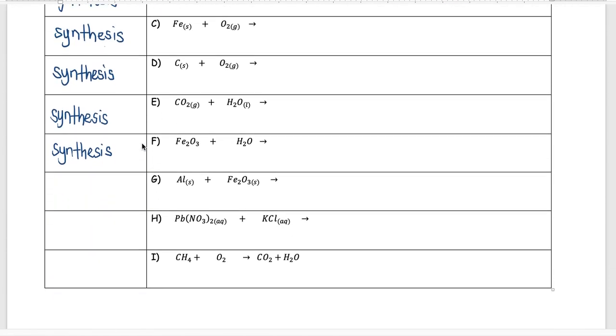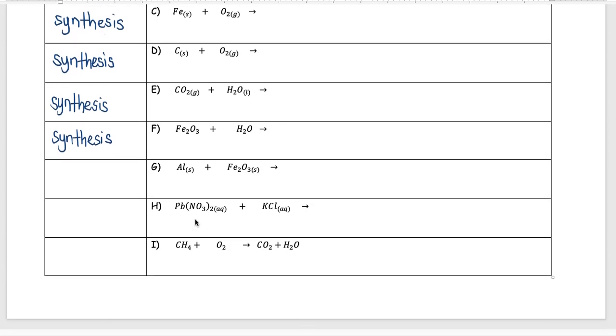Okay, so now that you've seen that, the next step when you predict the products will be: will aluminum be able to take out the iron? But we'll do that in a bit. All right, here's the next one. So I'll put it in single displacement in a second.